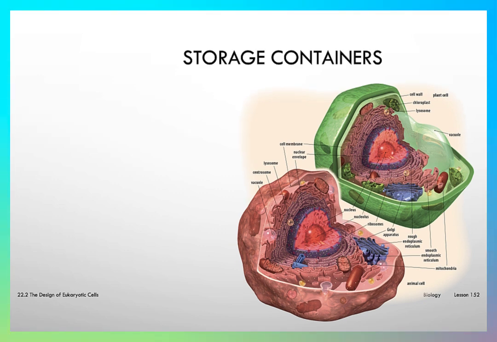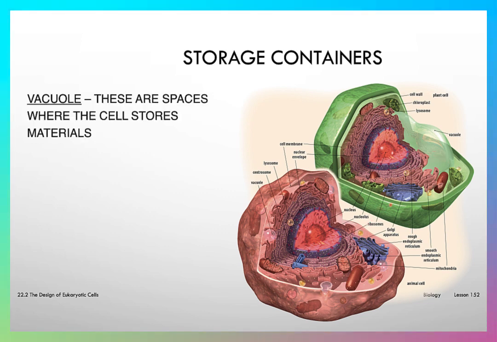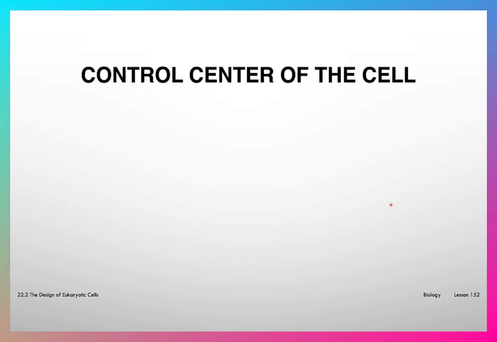Lastly, I'll talk about these storage containers. You can see this big sort of blob-looking area in this plant cell, and animal cells don't have as many of these. These are called vacuoles. And vacuoles are storage spaces where the cell stores materials. Now we'll move from the cytoplasm to the nucleus. And the nucleus is the control center of the cell.